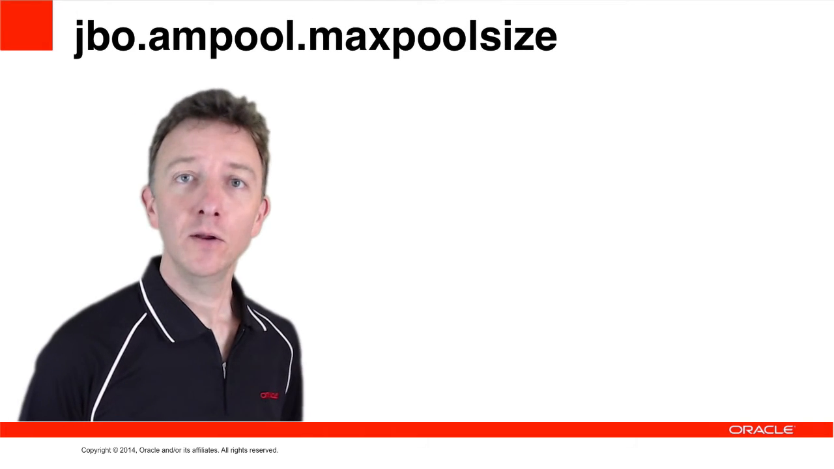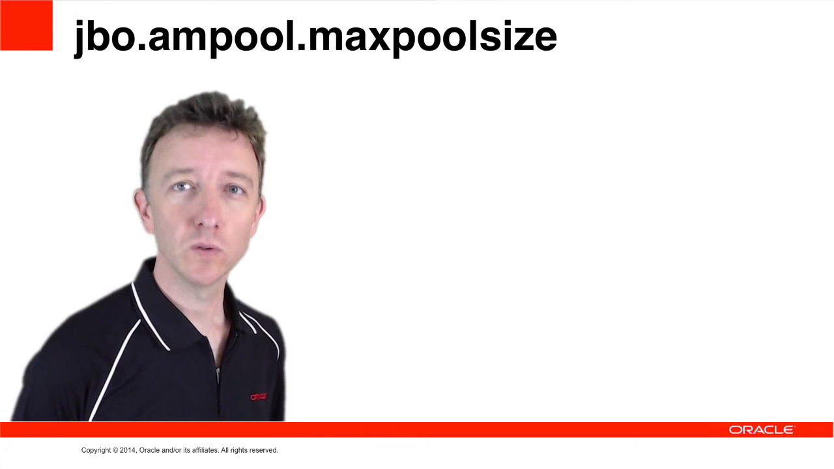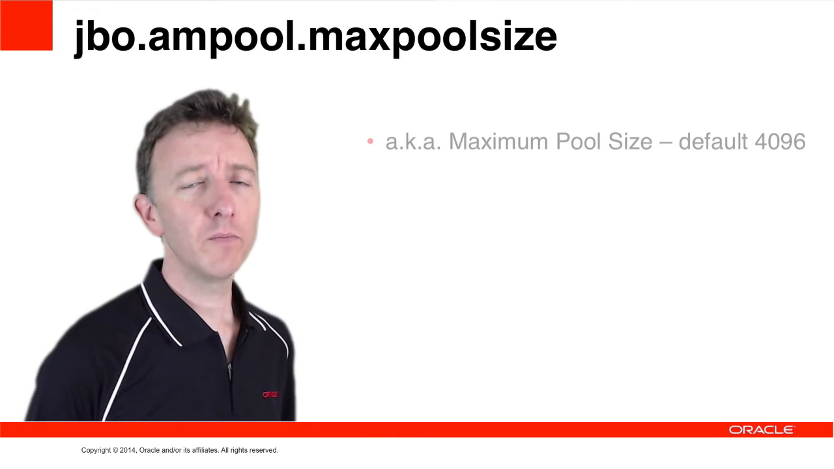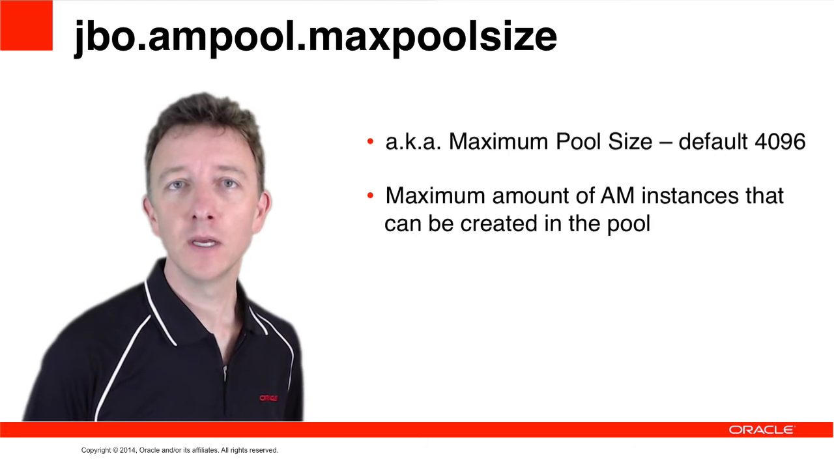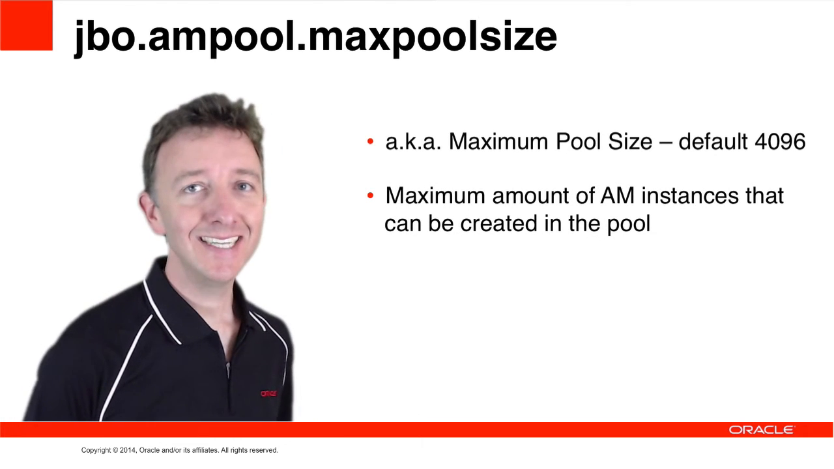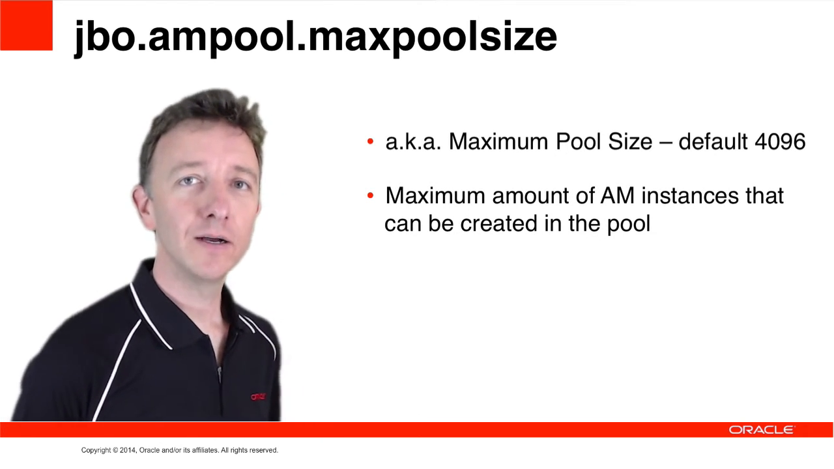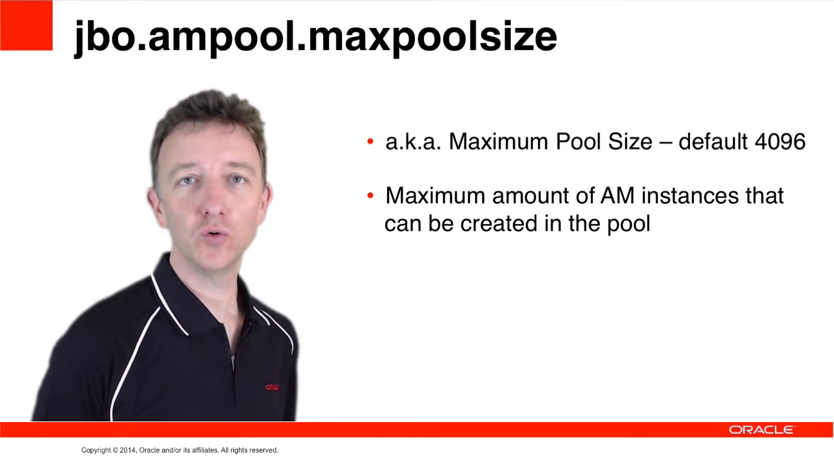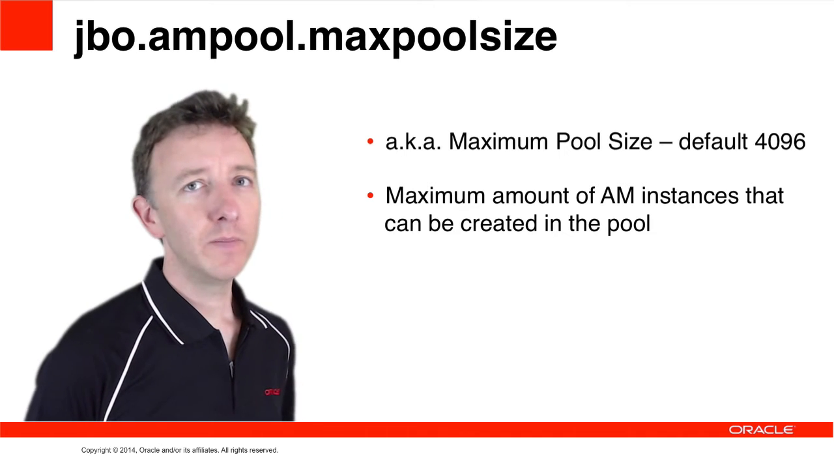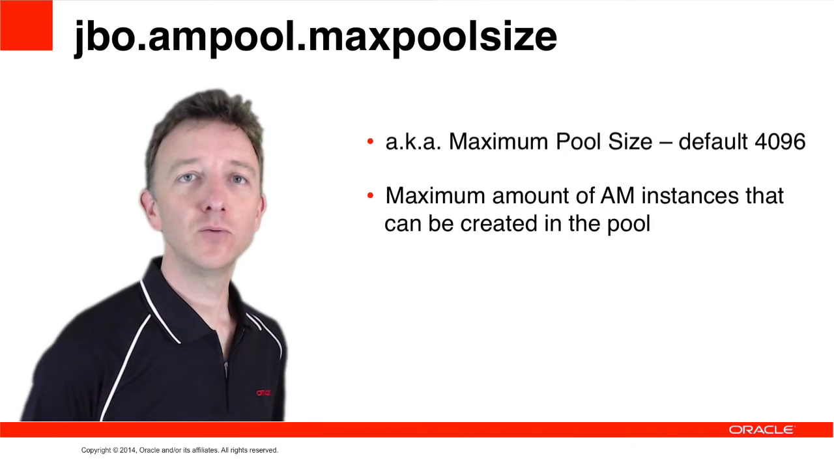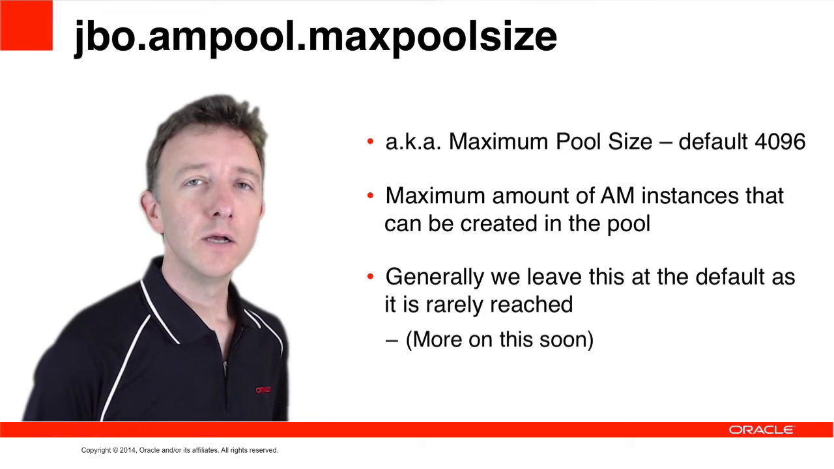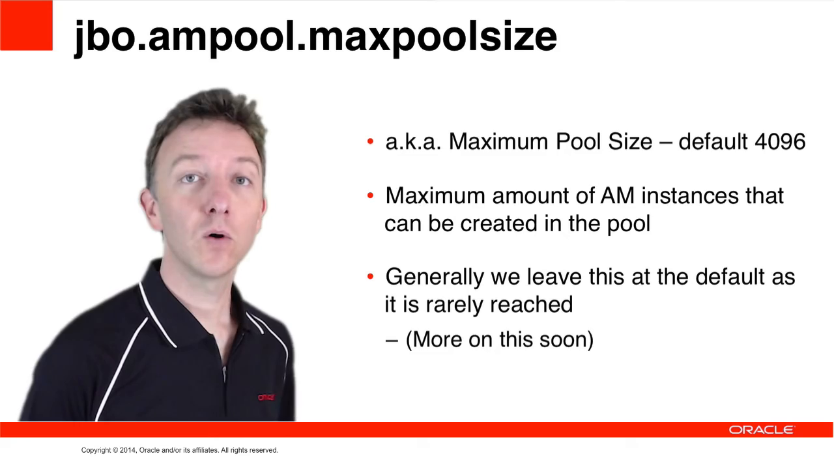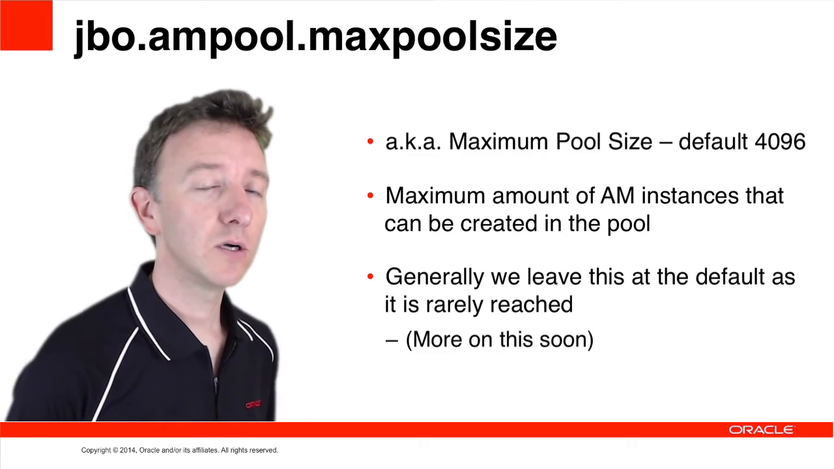Separately, the jbo.ampool.maxPoolSize controls the maximum number of AM instances created, the default being 4096. As we would expect, exceeding this number of AMs would result in an error, essentially putting a cap on the AMs and the total memory the app will consume. Now, as we're about to learn, the maximum pool size is rarely, if at all, hit, so we tend to leave it as a default value, and this is due to the parameter called jbo.recycleThreshold.